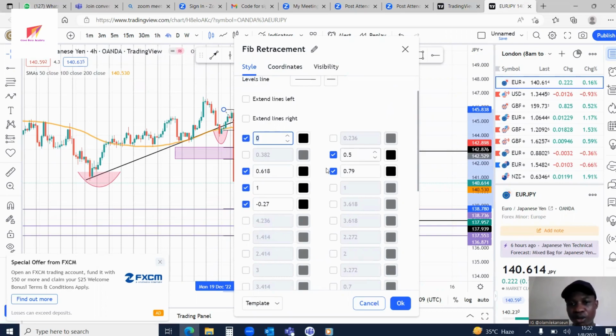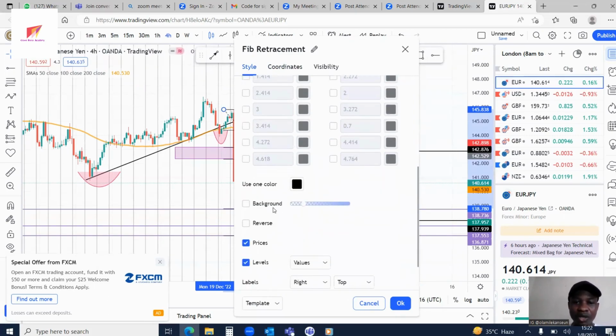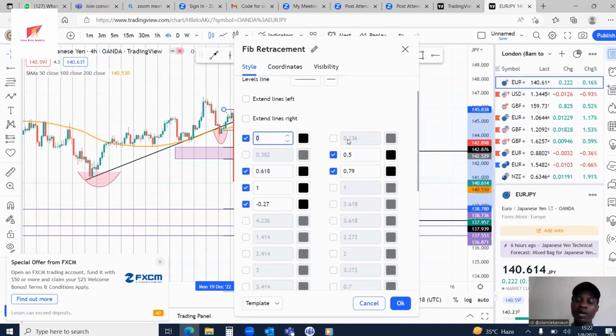My 0, 0.5, 0.618, 0.79, my 1, and minus 0.27. So you can copy this, insert it in your own Fibonacci retracement, and start using it. Don't forget how to use it. You have to set your Fibonacci from the recent high to the recent low for a bearish, and for a bullish from the recent low to the recent high. So it is vice versa, right?